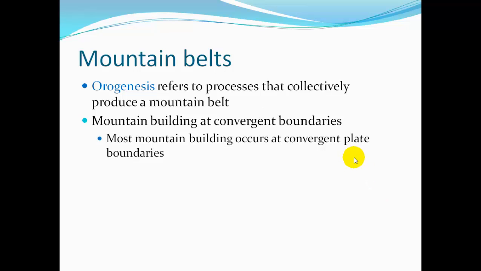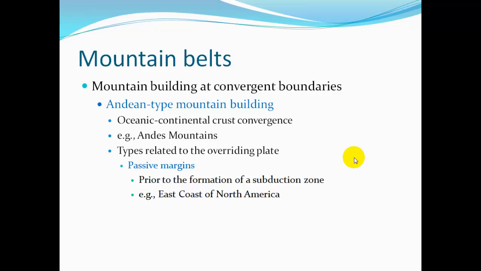Orogenesis is the word that refers to the process that collectively produces a mountain belt. Mountain building at convergent boundaries: most mountain building occurs at convergent plate boundaries. Okay? The Andean type mountain building, we have oceanic-continental crust convergence, like the Andes Mountains along South America. This relates to the overriding plate with a passive margin, prior to formation of a subduction zone. So our Andes Mountains are an active margin where these kinds of mountains are forming.